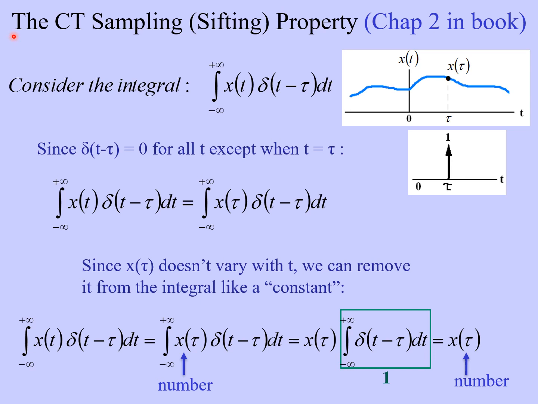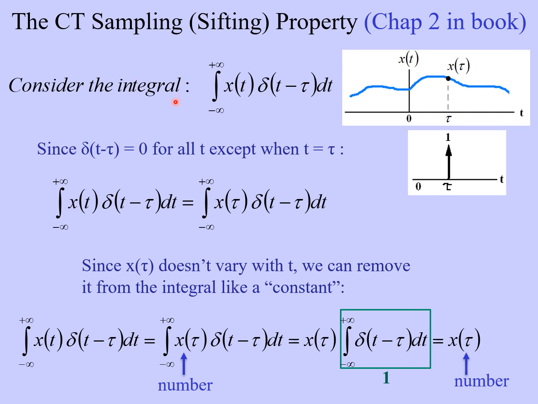In continuous time, there's also a sampling or sifting property, which is very analogous to what we did for discrete time. We're jumping ahead a little bit here. This is shown in more detail in chapter 2, but since we're dealing with the impulse delta function right now, this is a good time to show how we can use it to sample a function.